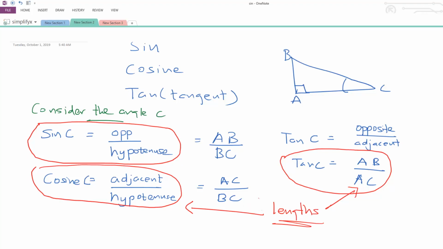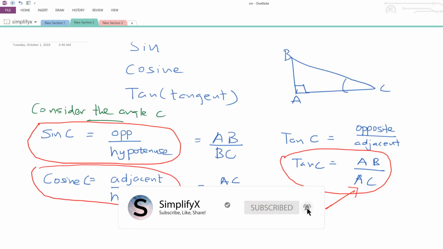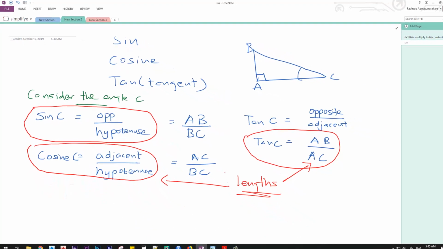So I hope you learned a basic idea about trigonometry. So in the future videos, I will tell you how to solve problems using these definitions.